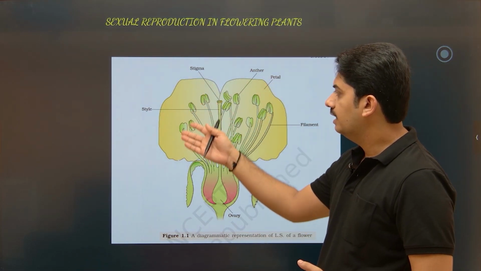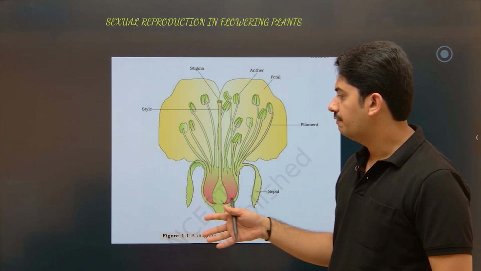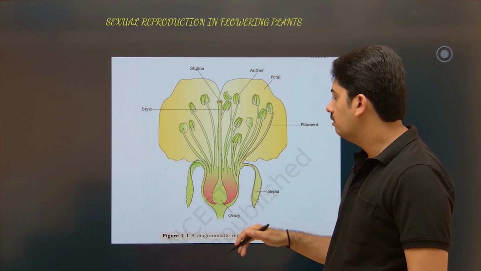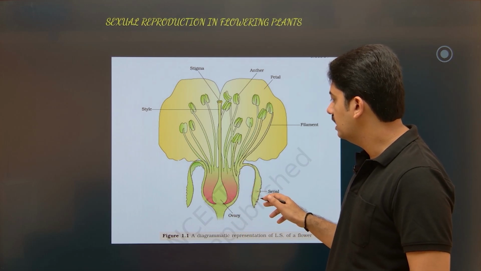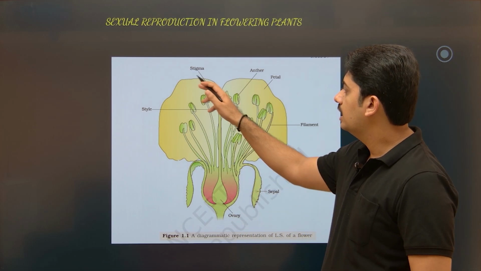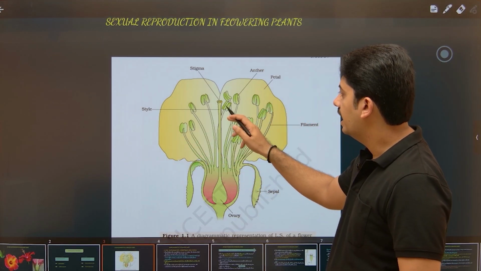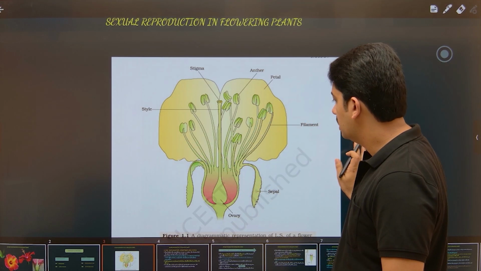Now this is again a typical flower showing different parts. Here you can see the thalamus. Above that, floral whorls are present. Outermost is the sepal, and the large colored showy part is the petal, and the male reproductive structure is androecium and the female reproductive structure is gynoecium.